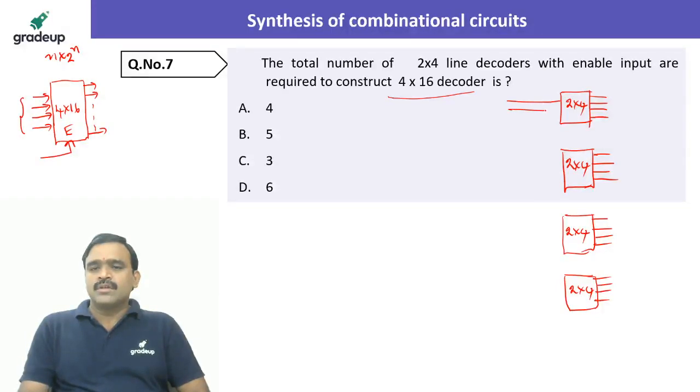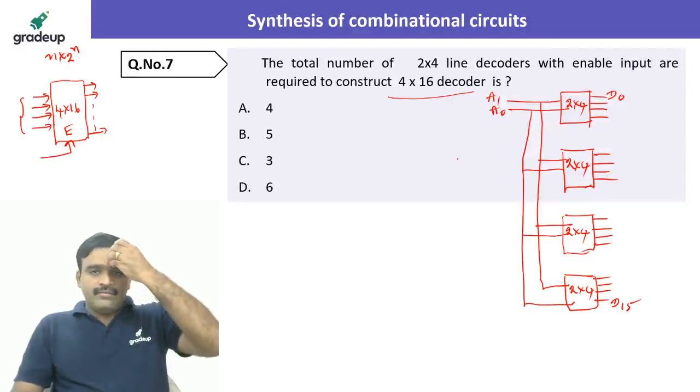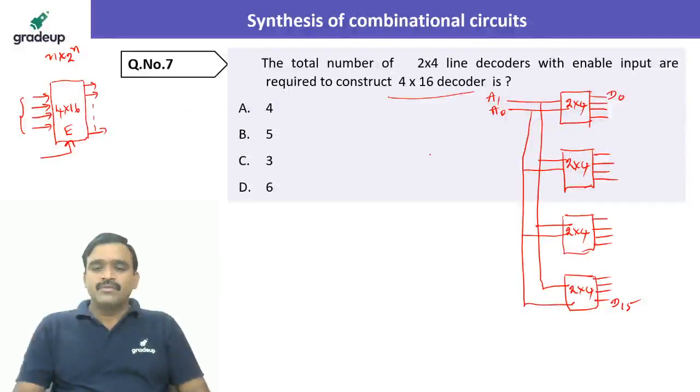There will be 2 inputs, so let us take those 2 inputs as A0 and A1, commonly connected to all the decoders. And these are the outputs from D0 to D15, total 16 outputs. Actually, we have to take another 2x4 decoder. The 5th one is also required, because multiple decoders should not be selected. When one decoder is selected, all other decoders must be disabled. So finally it is acting with A0, A1, A2, A3, total 4 inputs and 16 outputs.